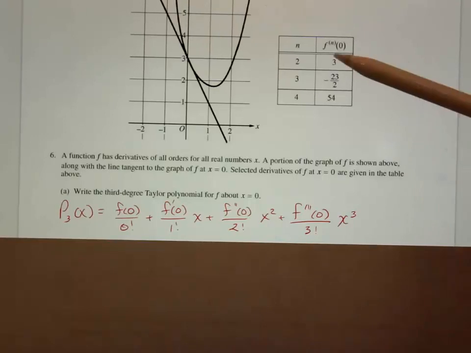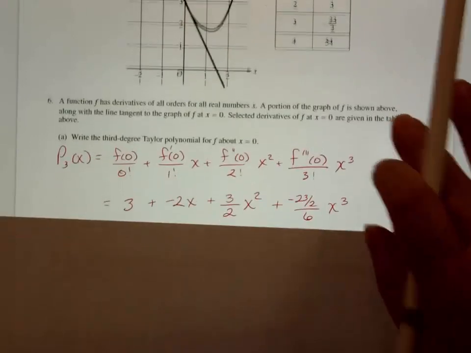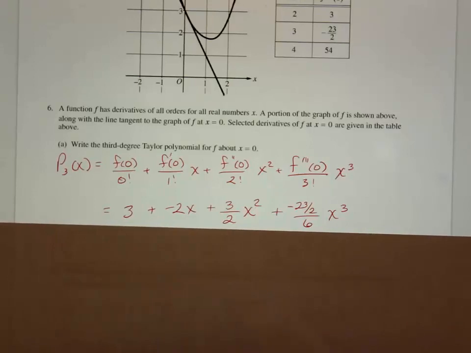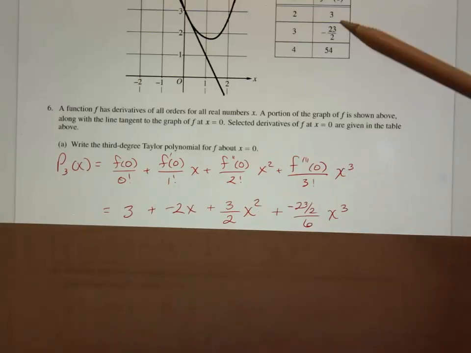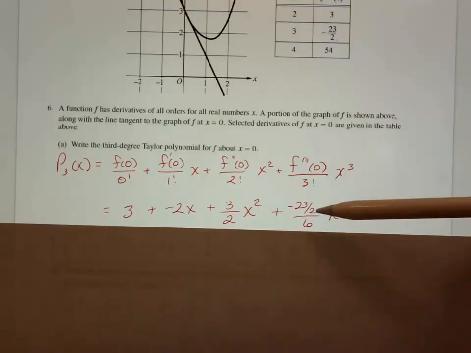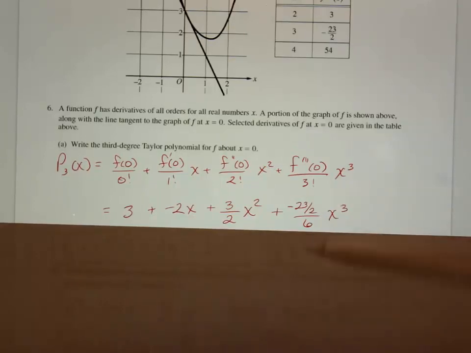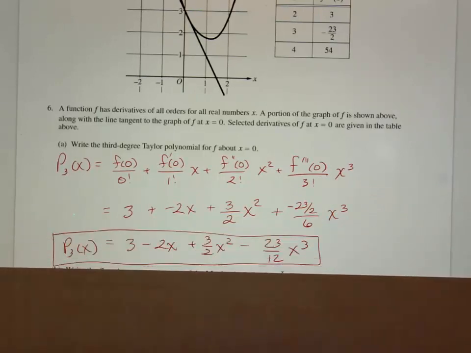After that you go to the chart. So we have 3 and then negative 2x, and then 3 is your numerator over 2 factorial, x squared, negative 23 halves over 3 factorial, which is 6, x to the third. Now you could have left those as 2 factorial and 3 factorial if you wanted. Later on you're going to need them simplified anyway. So cleaned up, this is what it turns into: 3 minus 2x plus 3 halves x squared minus 23 twelfths x to the third. That is the Taylor polynomial.